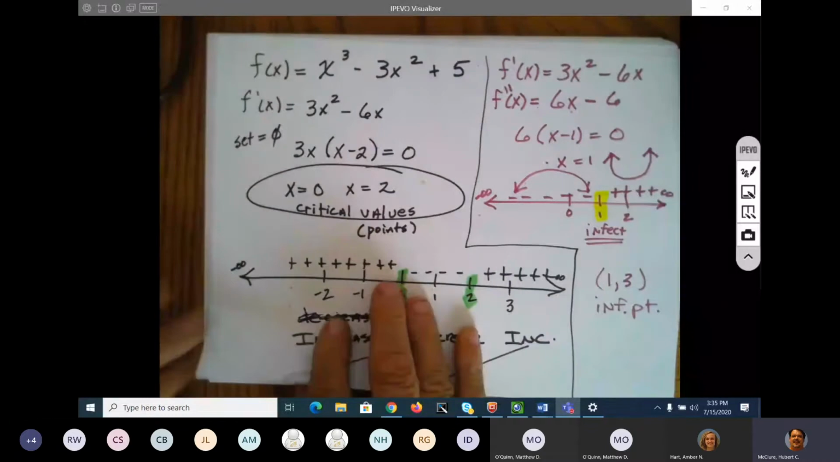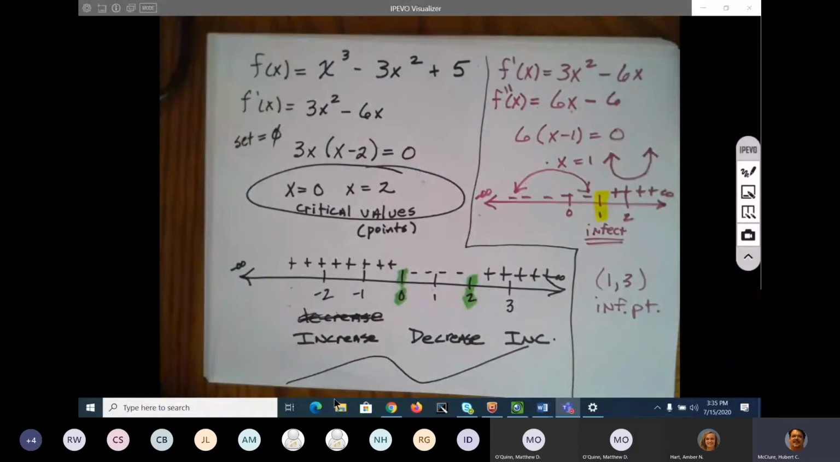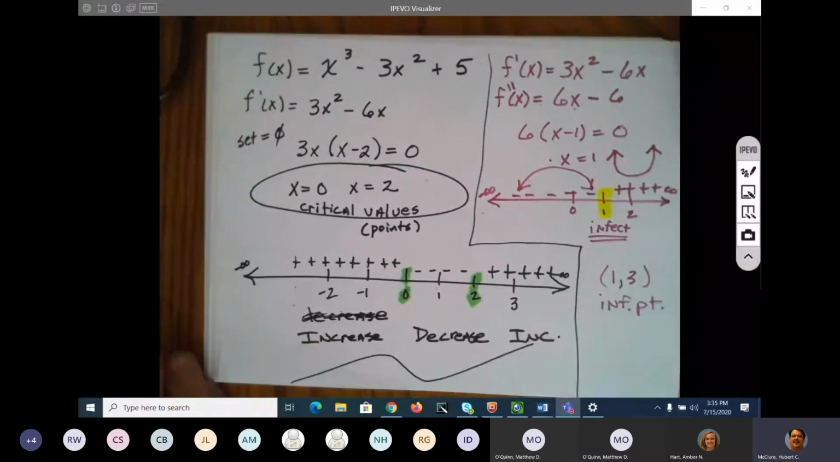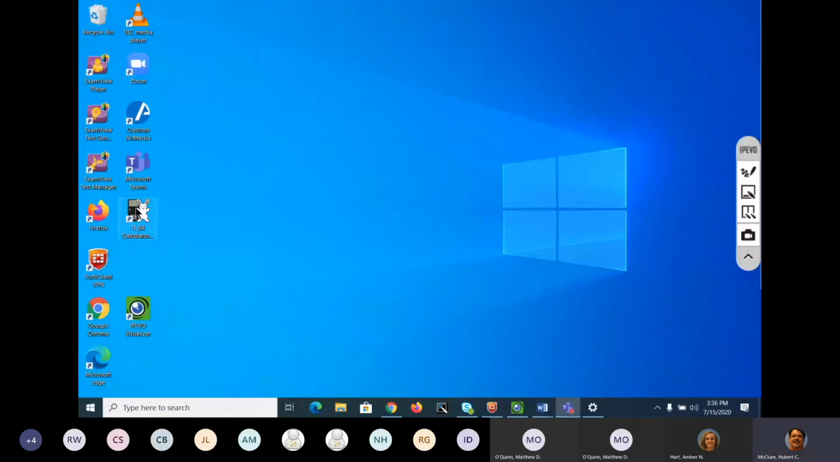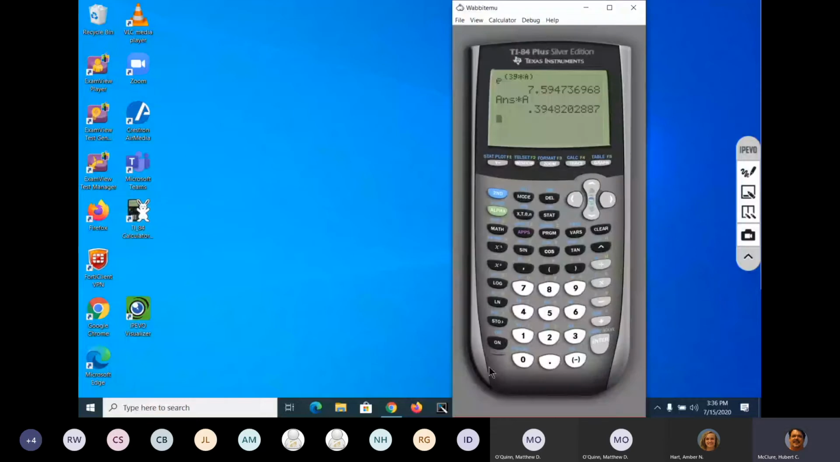So now let's take our handy dandy calculator, which I had up here, but now it's gone. Damn Russians. And let's see what it looks like.